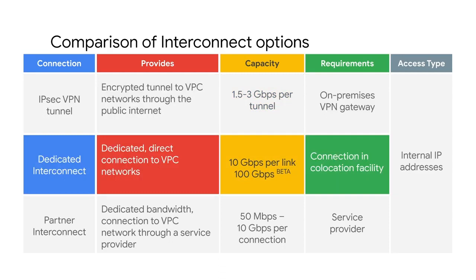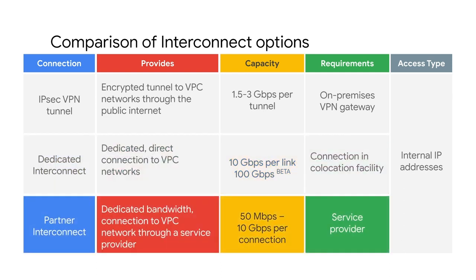Dedicated Interconnect has a capacity of 10 Gbps per link and requires you to have a connection in a Google-supported colocation facility. You can have up to 8 links to achieve multiples of 10 Gbps, but 10 Gbps is the minimum capacity. As of this recording, there is a beta feature that provides 100 Gbps per link with a maximum of 2 links. Keep in mind that features that are in beta are not covered by any SLA or deprecation policies and might be subject to backward incompatible changes.